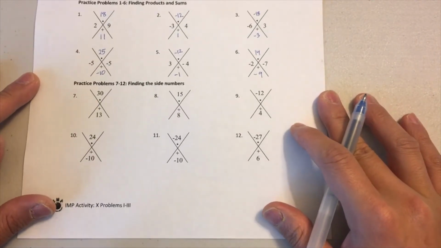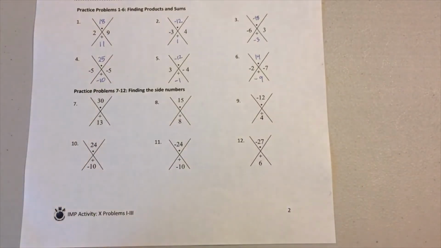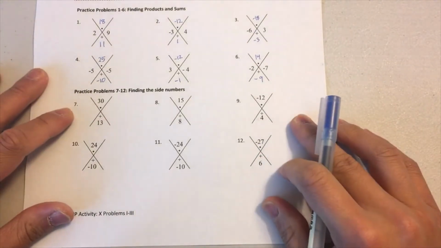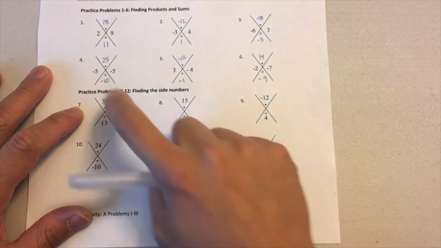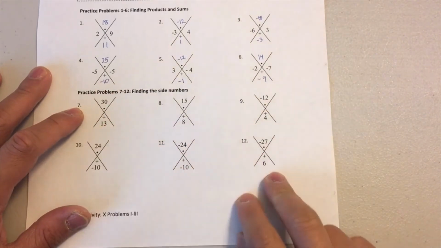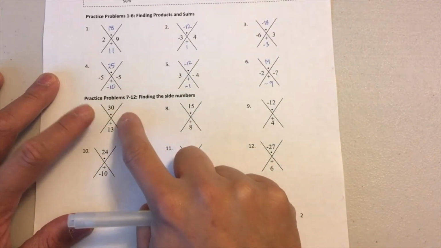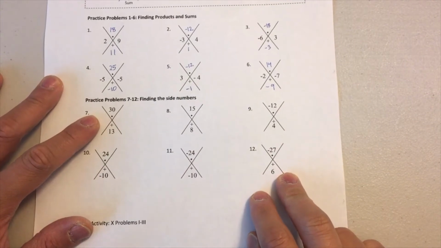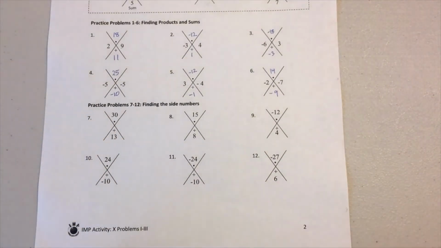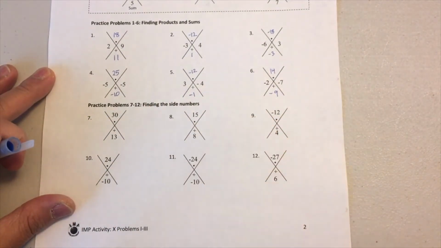Let's look at 7, 8, and 9 together. So if you notice here, it's a little bit different now, right? Because when you look at these X-box problems, what you notice now is that they gave you the product and they gave you the sum of the two numbers, but we need to figure out what two numbers go here. And so a lot of times what you can do is make a little list on the side and just figure out which ones will work.